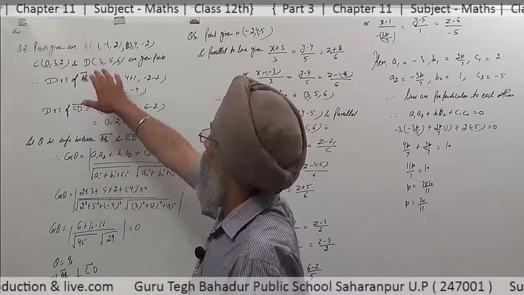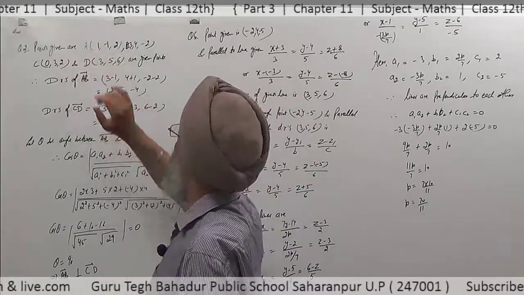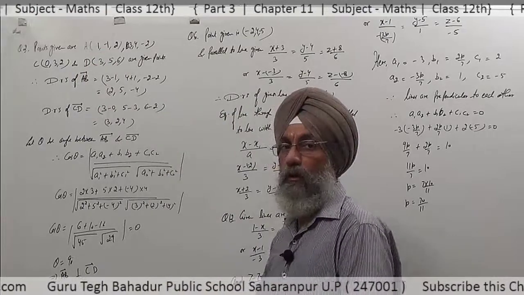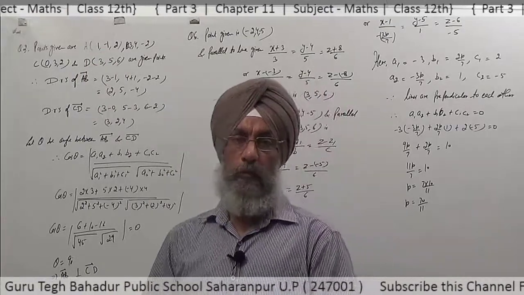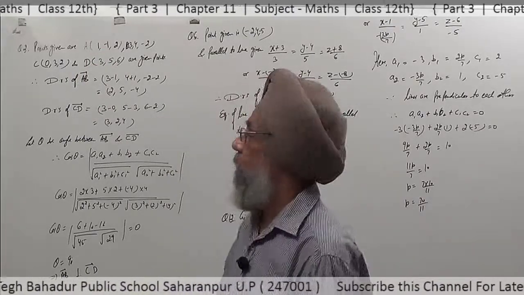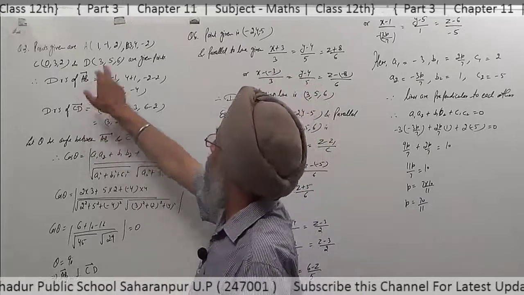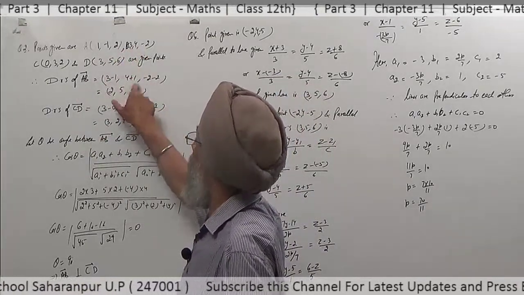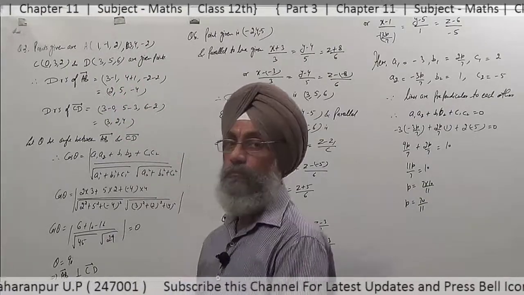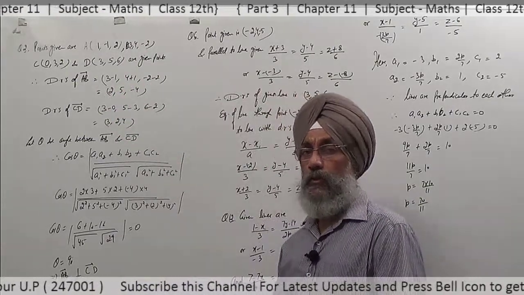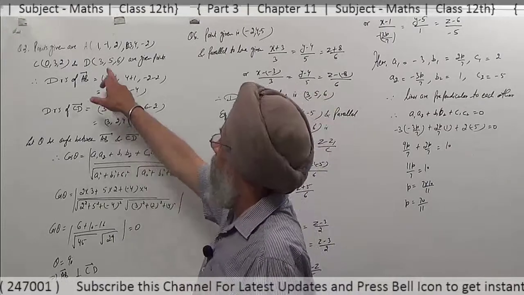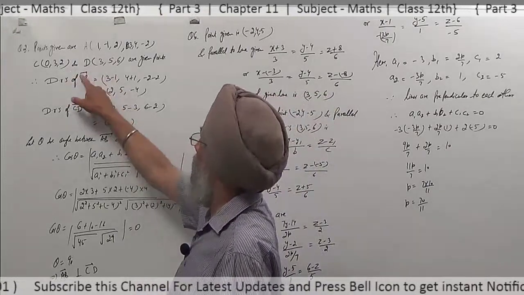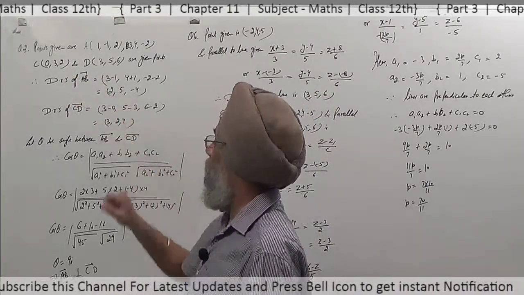So let us consider the points here. These A, B, C and D are the given points. We consider them as the points A, B, C and D. First of all, we find the direction ratios of AB, that is 3 minus 1, 4 plus 1, minus 2 minus 2, which gives 2, 5, minus 4. Then we find the direction ratios of CD here. It is 3 minus 0, 5 minus 3, 6 minus 2. Here you can see it is 3, 2, 4.